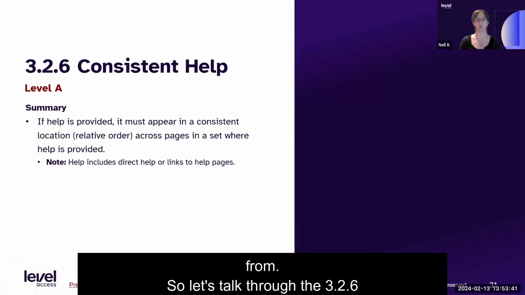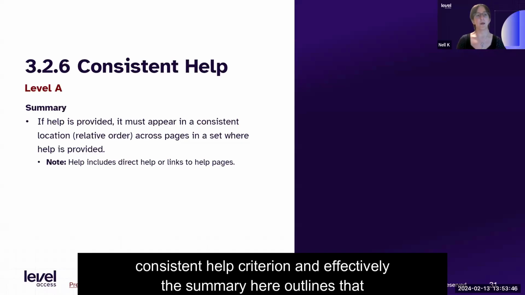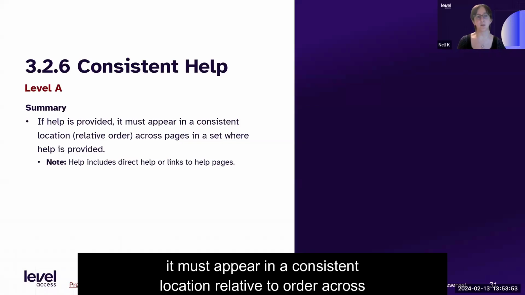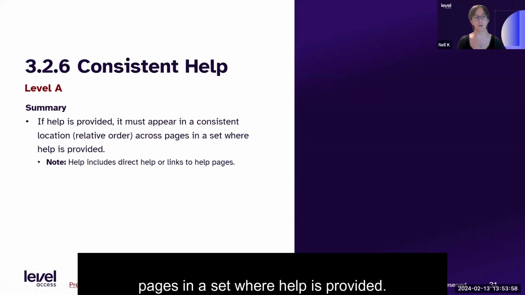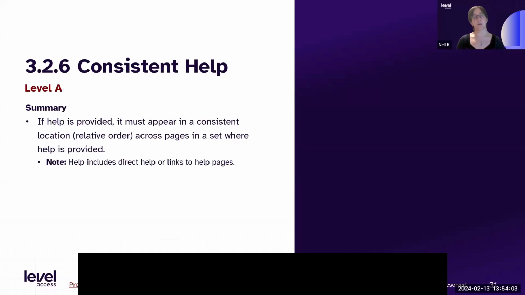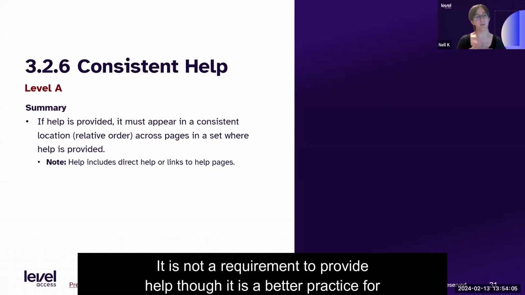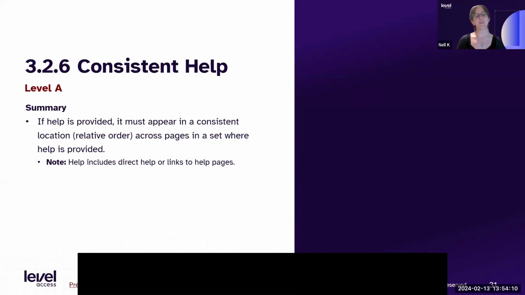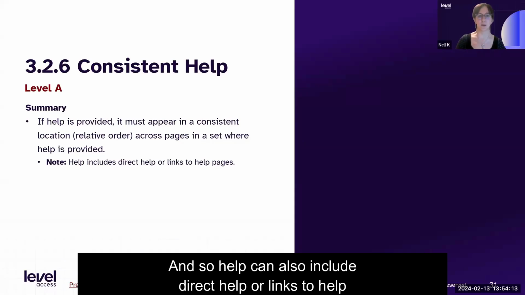So let's talk through the 3.2.6 consistent help criterion. Effectively, the summary here outlines that if help is provided, it must appear in a consistent location relative to order across pages in a set where help is provided. So do note that it's only a requirement if help is provided. It is not a requirement to provide help, though it is a better practice for everyone, obviously, to provide help. And help can also include direct help or links to help pages.